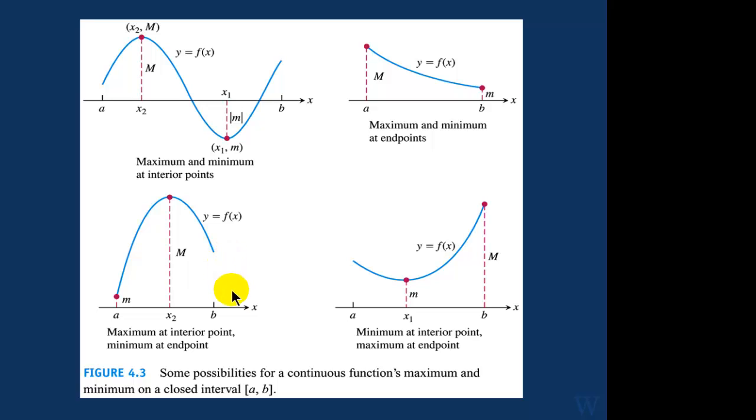And it's also possible that you can have the maximum occurring at an interior point and the minimum occurring at one of the end points. Whereas here you have a minimum occurring at an interior point, whereas the maximum point occurs at an end point. So these are just the different possibilities of where a maximum and a minimum value can be found on a continuous function given a closed interval [a, b].